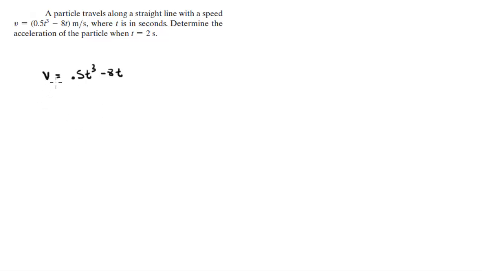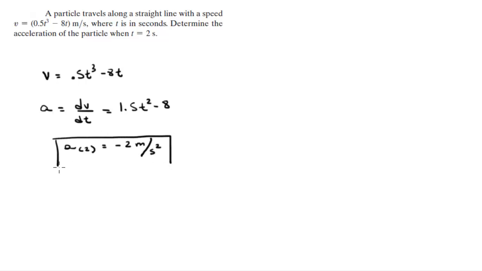When you're given the formula for v with respect to time, then the acceleration is very easy to find because the acceleration is the derivative of v with respect to time, which will make this 1.5 t squared minus 8. And all you need to do is plug in 2 seconds for the time, and you're going to find that the answer is negative 2 meters per second squared. Final answer.